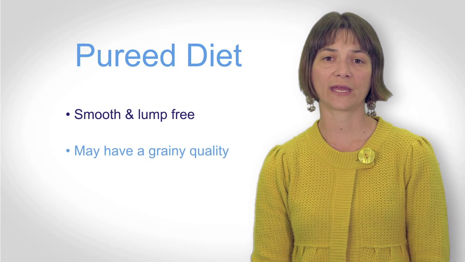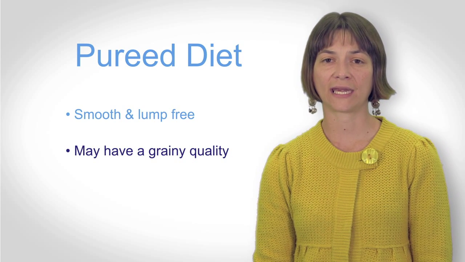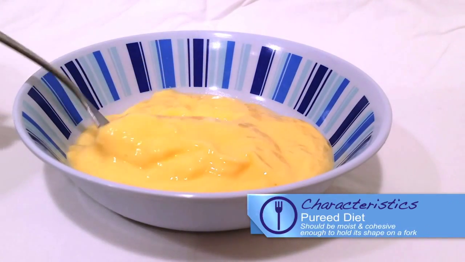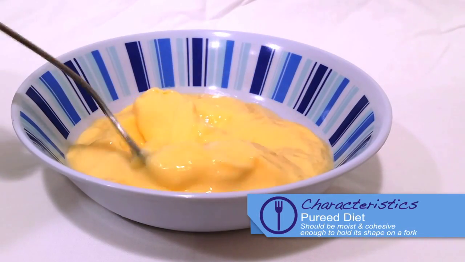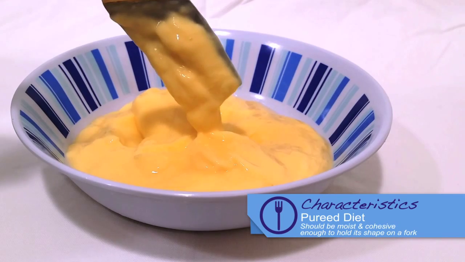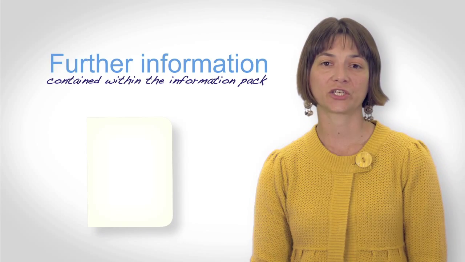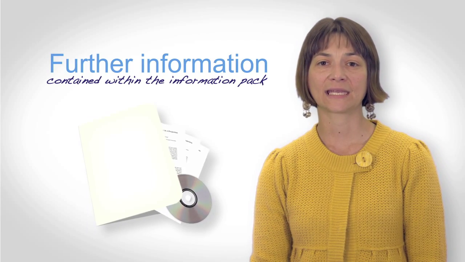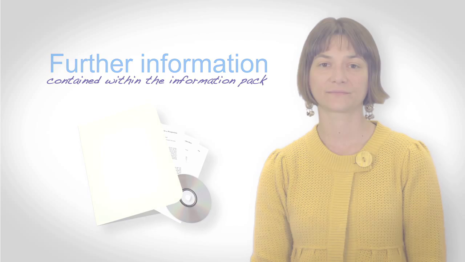Pureed diet. A pureed diet is smooth and lump-free, but may have a grainy quality. It should be moist and cohesive enough to hold its shape on a spoon. Further information on these diets and fluids are contained within the information pack.